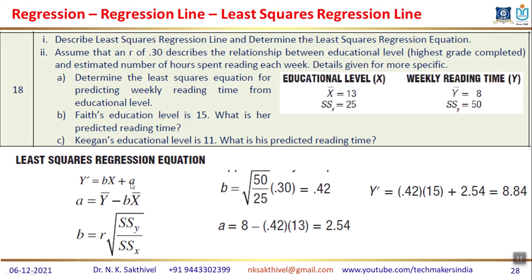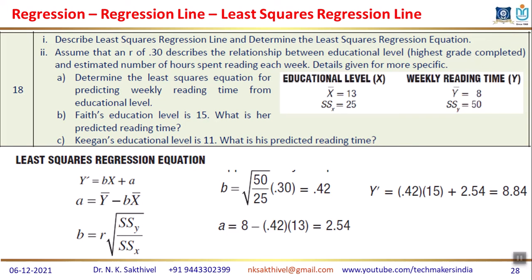So you already calculated a, you already calculated b, and the x value is given. According to this example, x is the education level, 15 is given. So b is 0.42, multiplied by the x value 15, plus a. The a value was already calculated as 2.54. So that is 8.84. What did you understand? Faith's education level is 15 and her predicted reading time is 8.84. The unit wasn't given, so it is considered as hours.